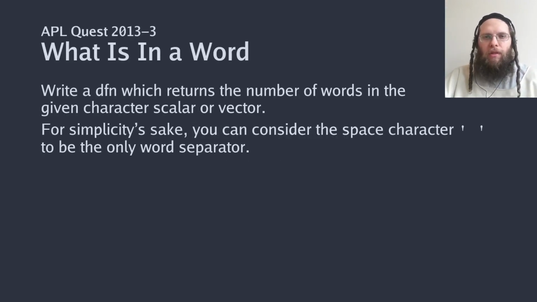Today's quest is the third problem from the 2013 round of the APL problem solving competition. What is in a word? The task is to write a dfn which returns the number of words in a given text, which can be given either as a single character or as a vector of characters. What defines a word for this problem is space delimited, but there could be multiple spaces between words. There can be leading and trailing spaces in the input. We have to account for that.